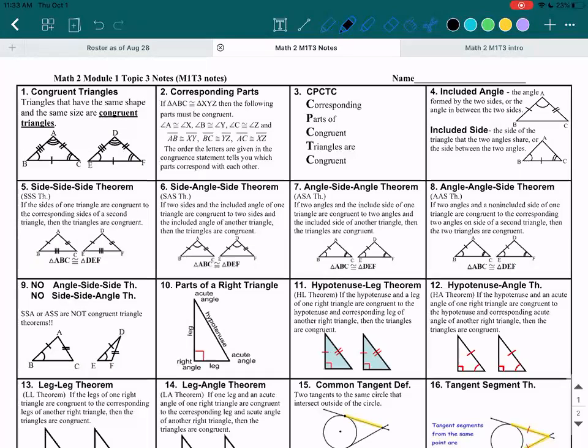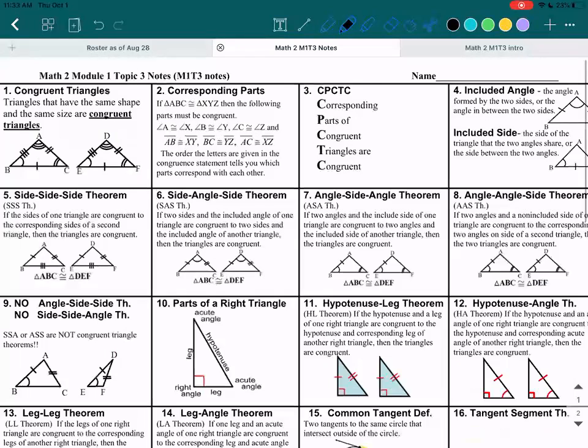And then let's take a look at box number 2. So box number 2 says corresponding parts. If triangle ABC is congruent to triangle XYZ, then the following parts must be congruent. I'm going to zoom in here actually.